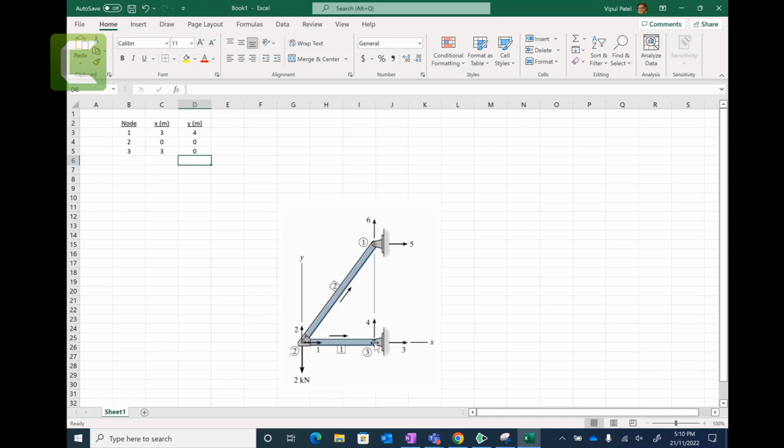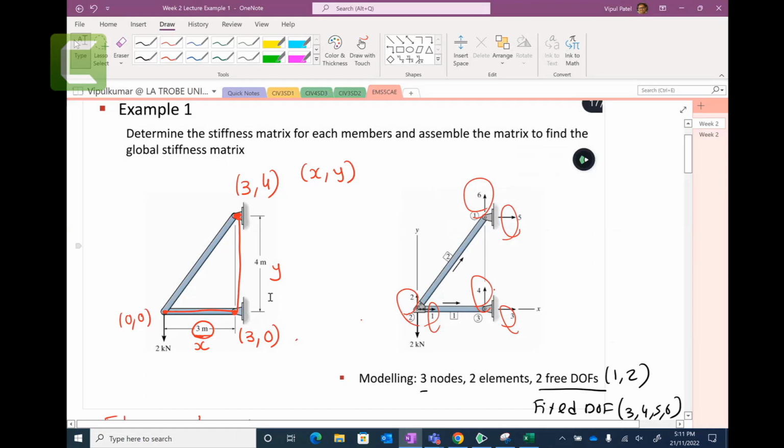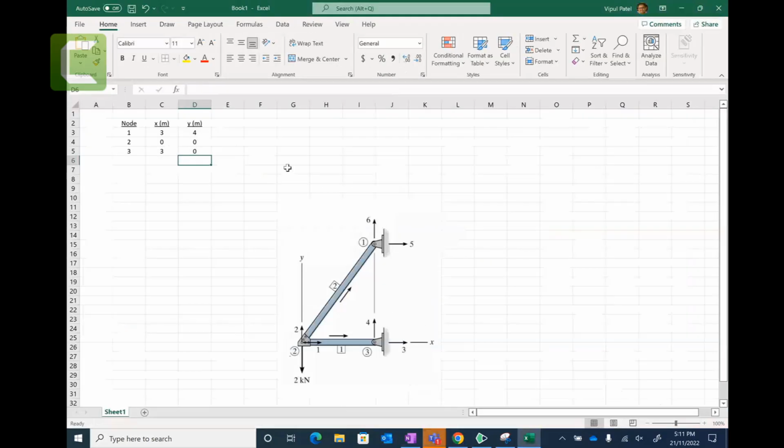X 3, 0. Yes, because node number 3, we have 0, 0 here. We go across by 3, no Y. So we have 3 and 0. Right, because you can look at this node number 3. We have explained this already, node number 3 is 3, 0. All good, perfect. Okay, let's move on. Anyone fall behind? Just yell out or put it in the chat.